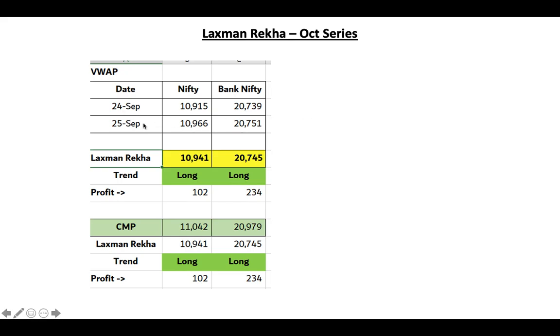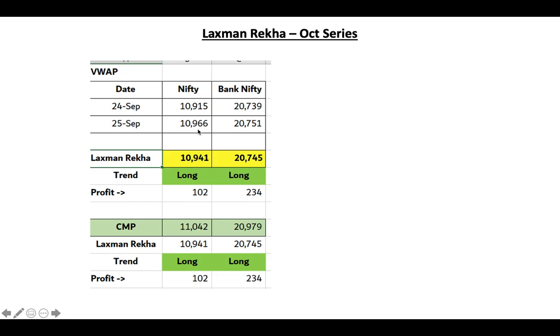Today is the first day after the expiry. So you take note of that VWAP, and yesterday was the expiry day, and you take the VWAP of the October series yesterday. You take the average of both, and that figure is the Laxman Rekha, the fixed Laxman Rekha. I am copying the same here also. The fixed Laxman Rekha for the entire October series, till the expiry on 29th October, you have to keep as the Laxman Rekha, and above this is bullish, below this is bearish. Same for Bank Nifty also, 2745: above bullish, below bearish.